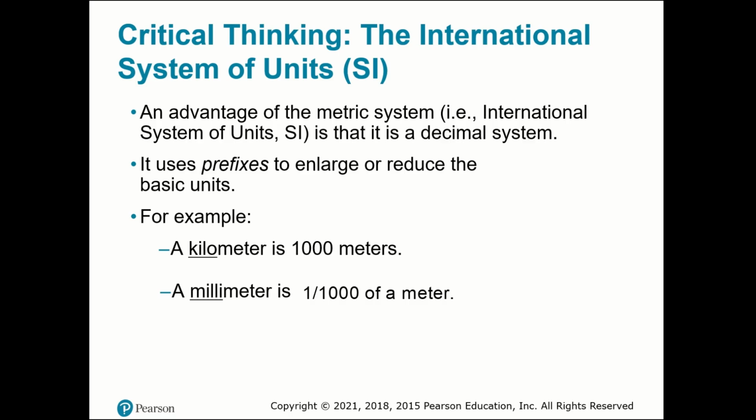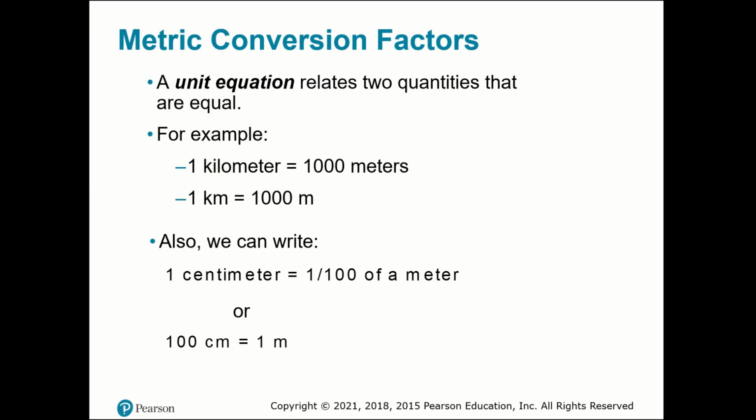An advantage of the metric system, or International System of Units, is that it's a decimal system. It uses prefixes, as I said before, to enlarge or reduce the basic unit. For example, a kilometer is 1,000 meters. 1 millimeter is 1 divided by 1,000 of a meter. But it's much easier to say millimeter than 1 divided by 1,000 of a meter. Do you agree?